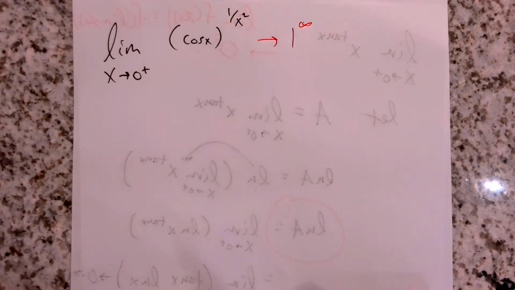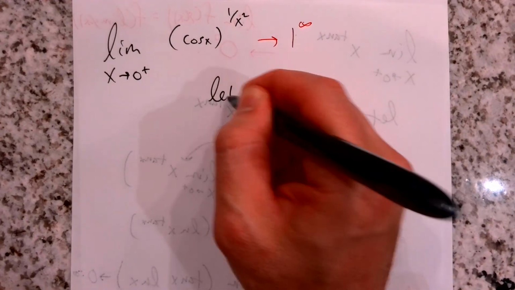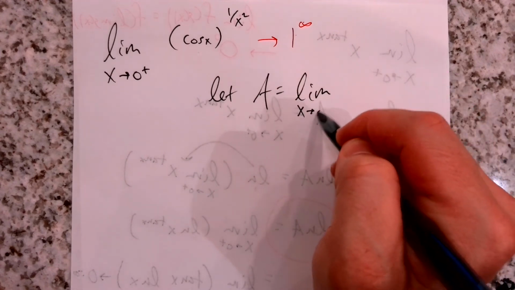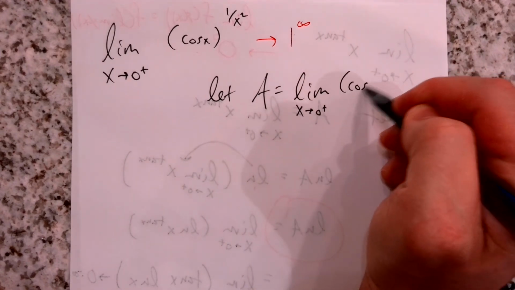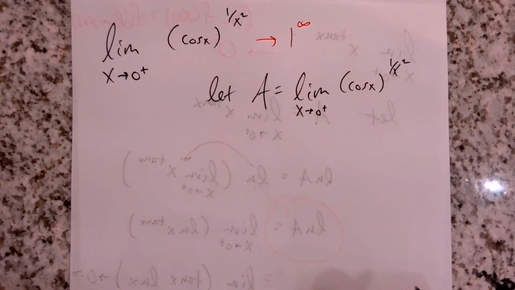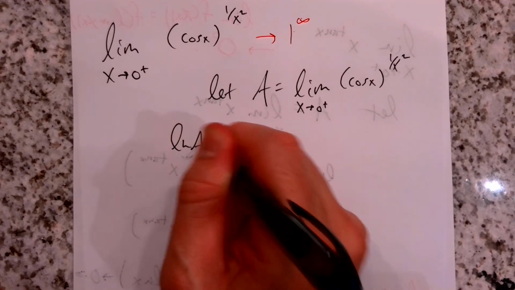Whenever the exponent is the problem, you let a equal the answer to your limit. You take the log of both sides.